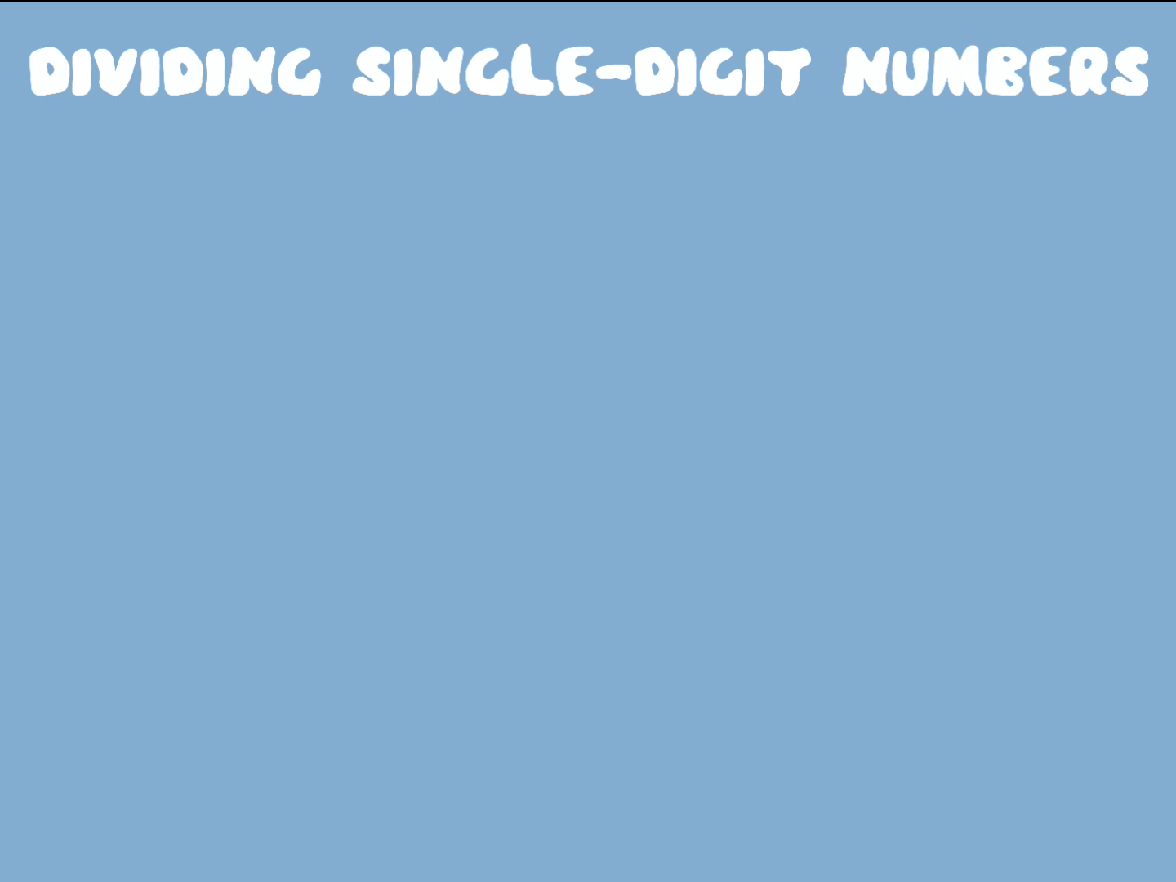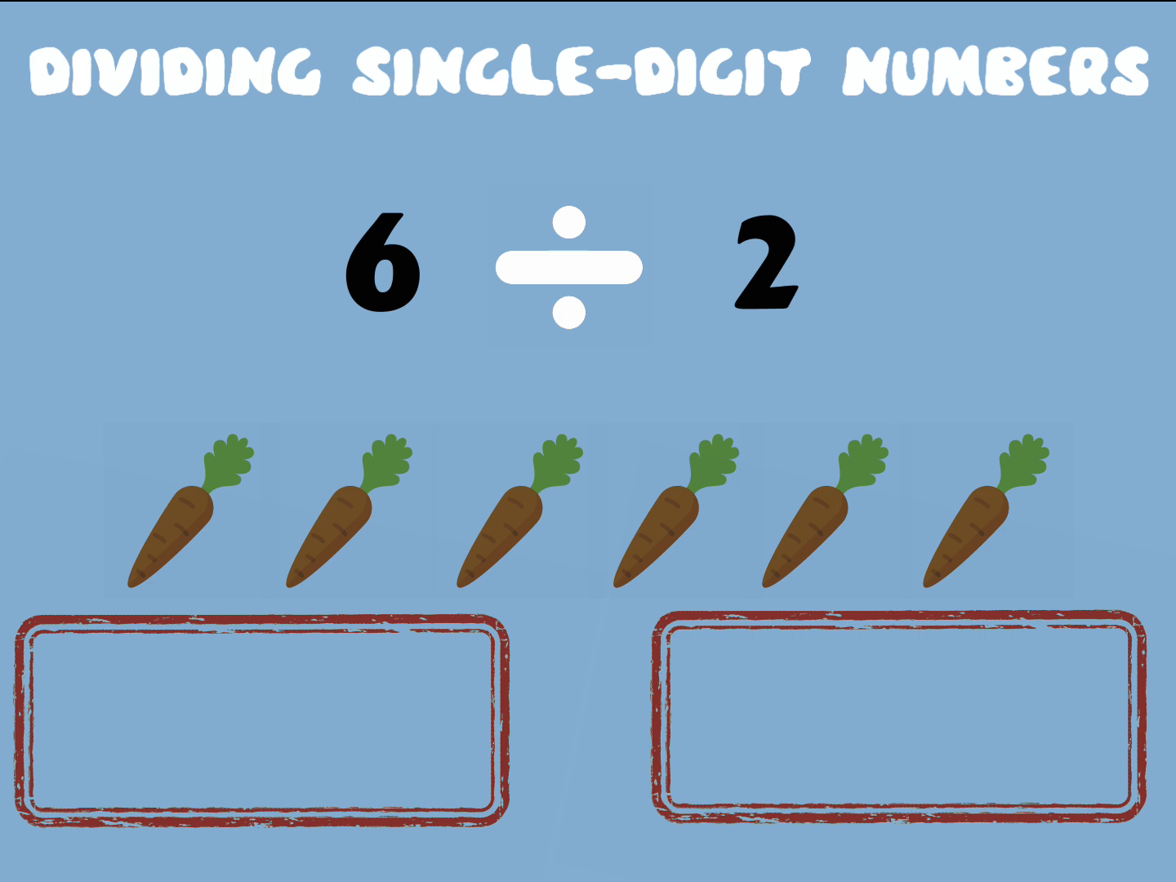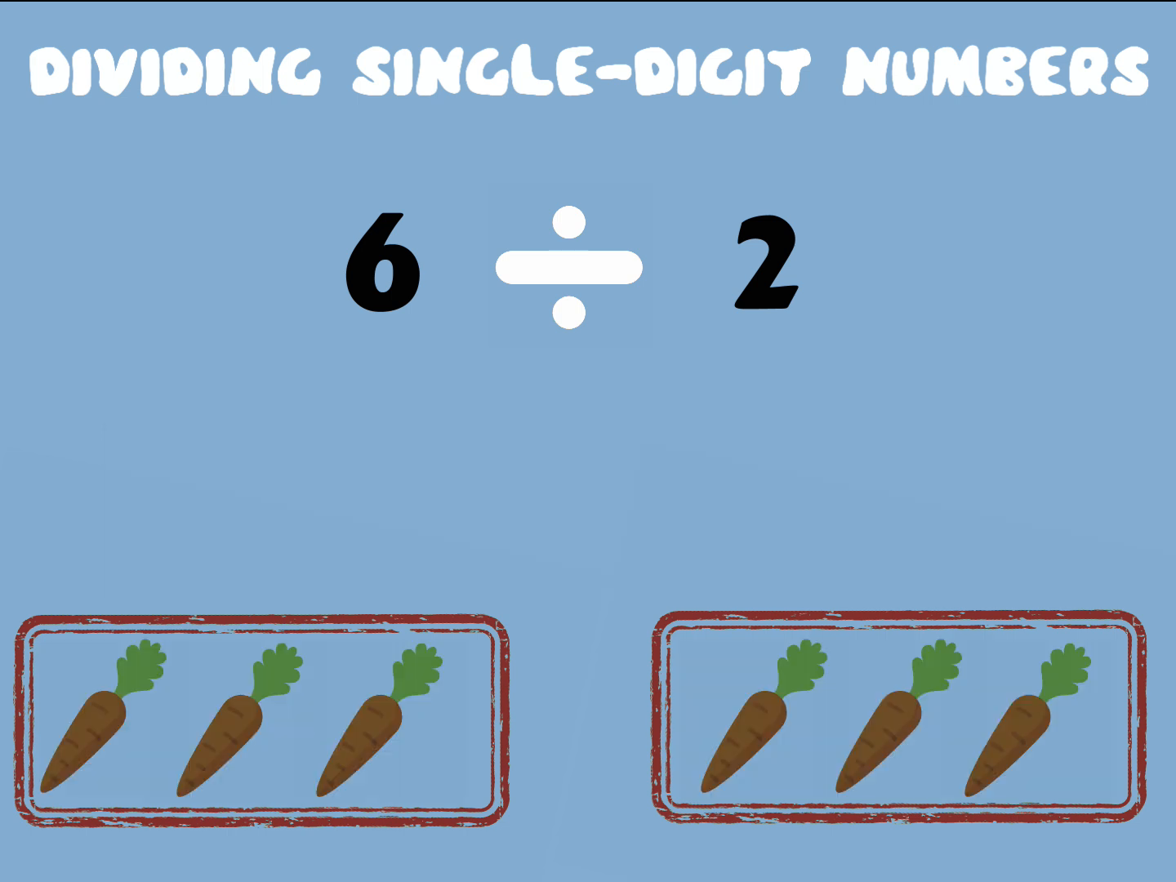Let's take a simple example. 6 divided by 2. To solve this, we need to determine how many times 2 can fit into 6 equally. Here, we see that 2 fits into 6 exactly 3 times, so 6 divided by 2 equals 3.